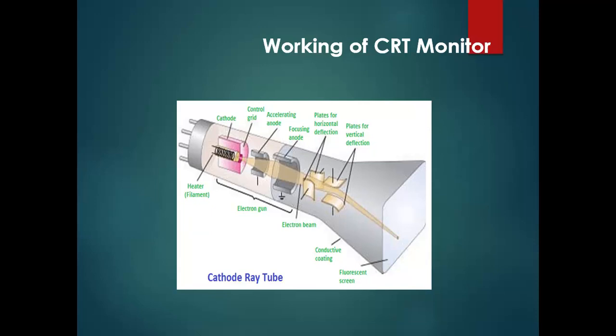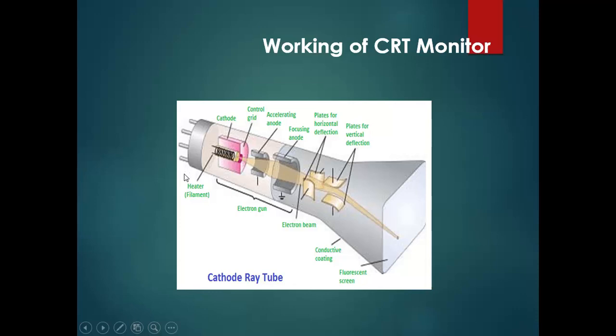Now working of CRT monitor. The diagram here shows a cathode ray tube. Over here if we see there is an electron gun and this is the phosphorescent screen. The electron gun in the CRT consists of a heated metal cathode and a control grid. When heat is supplied to the cathode by directing a current through the coil of wire called the filament, the electrons are generated.